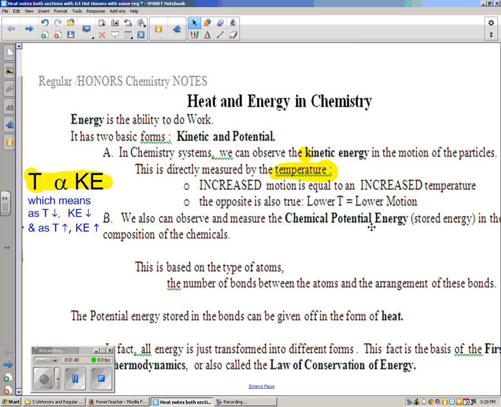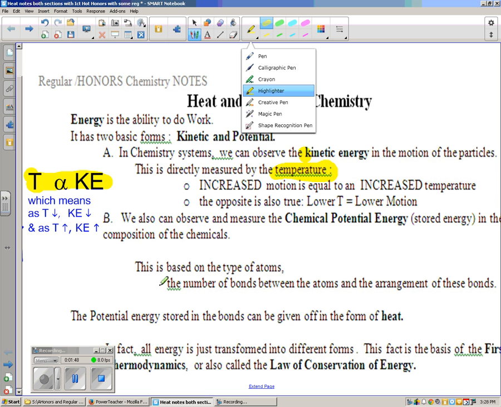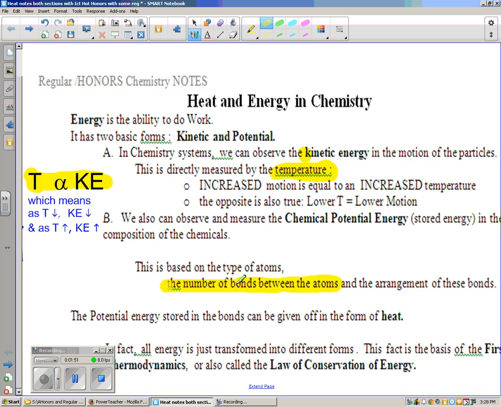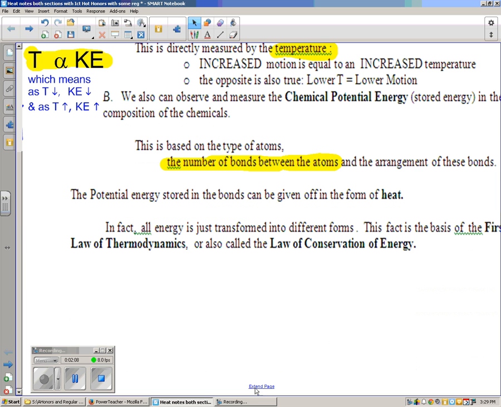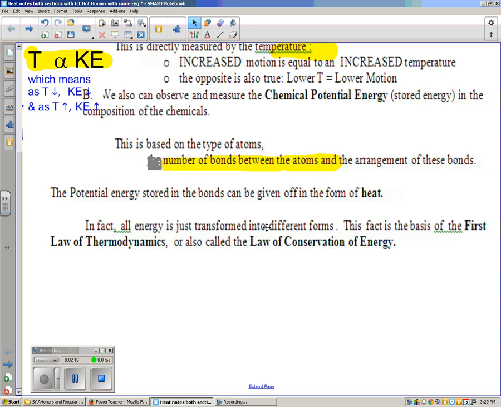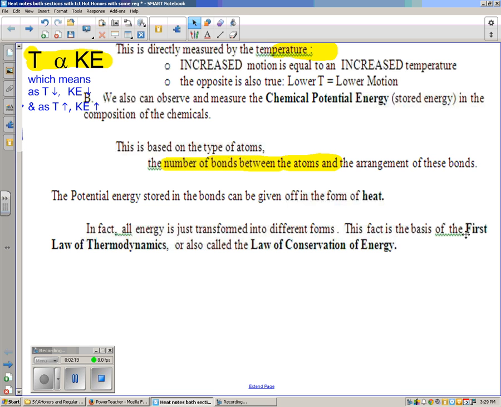Now the potential energy is going to be the actual energy in the chemical bonds of the molecules between the atoms. And so we're going to get more into that with chemical reactions later in the year. But right now we're trying to apply these two terms, kinetic and potential, as it pertains to the chemicals themselves. Okay, and it all goes in with all kinds of energy being transformed into different forms, and that transformation is the basis of the law of conservation of energy, or the first law of thermodynamics.